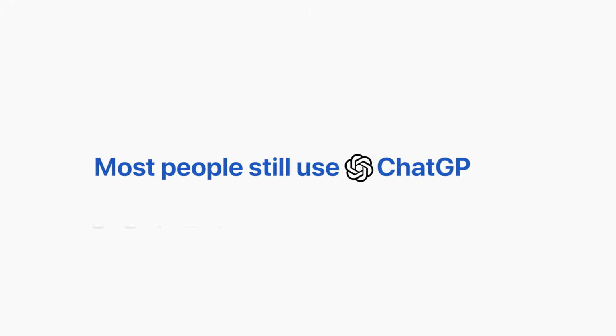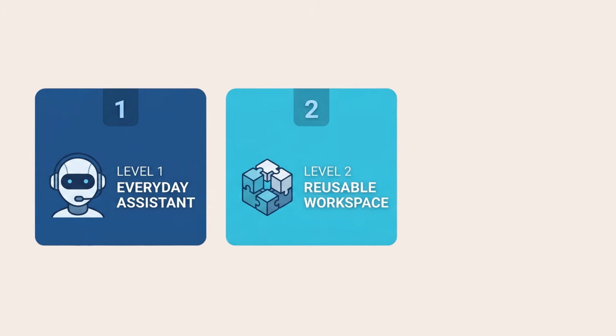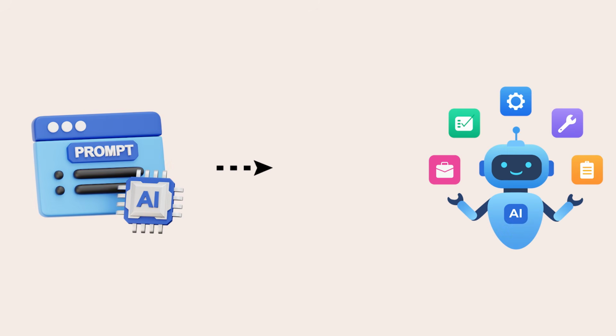Most people still use ChatGPT as a question and answer box, but it now works in 3 very different levels: an everyday assistant, a reusable workspace, and an agent that can run tasks by itself. If you're still only using it for quick chats, this video has been made for you to help you get from prompting all the way to agent mode.